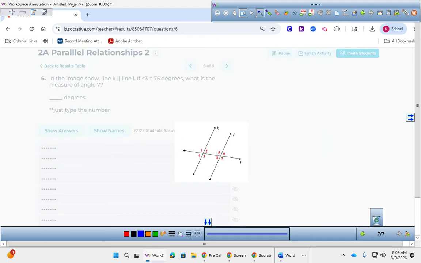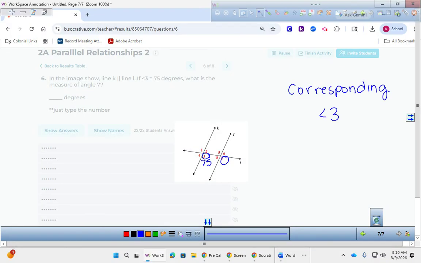Angle 3 is 75 degrees. What's the measure of angle 7? These 2 angles are called corresponding angles. Angle 3 is on the bottom of the line, but it's to the right of the transversal. And angle 7 is the same. So angle 3 is equal to angle 7. The fact that they're in similar positions makes them have the same angle.